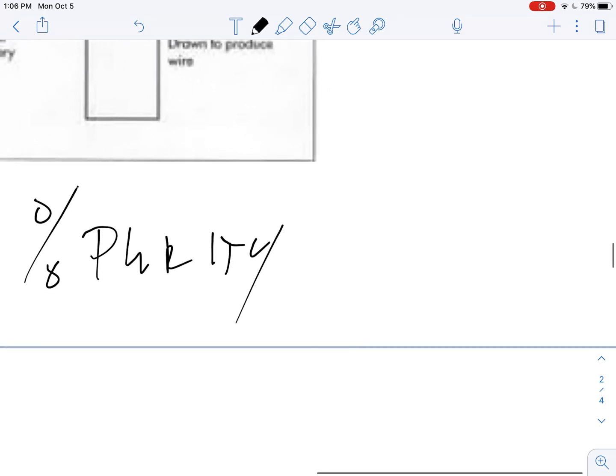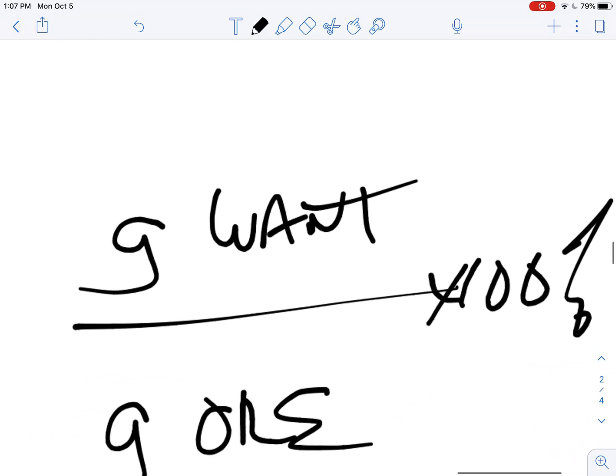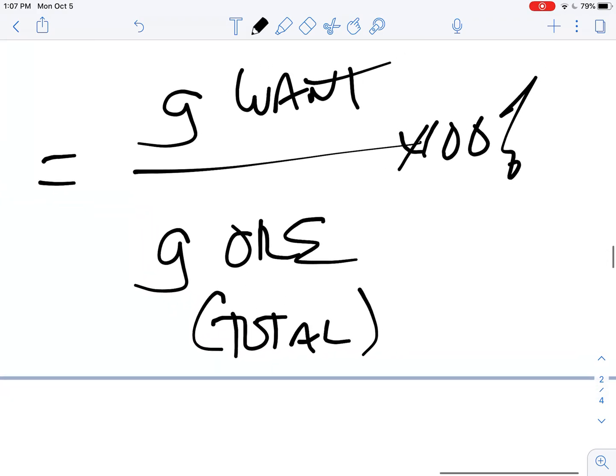The percent purity is going to be the grams that you want divided by the grams of the ore, which is kind of your total, times 100%. Again, maybe it's gold or silver or iron or chromium or whatever. So you're going to be interested in something, and the grams that you want go up top. And then the total grams of the stuff that you dug up, that's the ore, goes on the bottom.